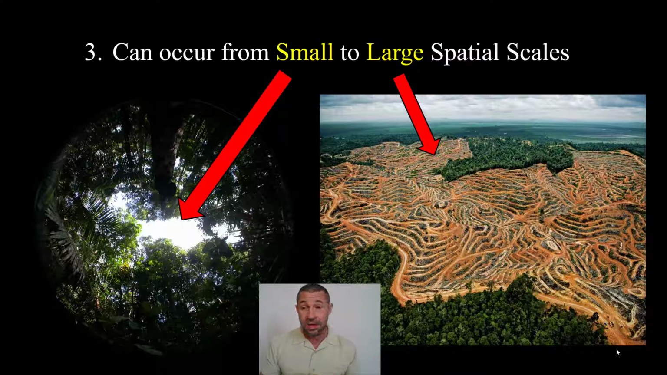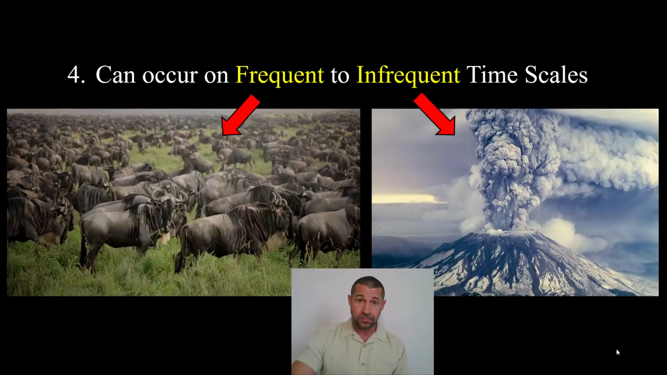Contrast that with the massive palm oil plantations that we talked about in a previous lecture. Some 27 million hectares of rainforest have been cleared on the planet for this incredible disturbance.